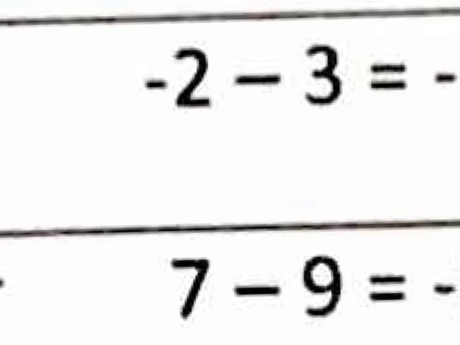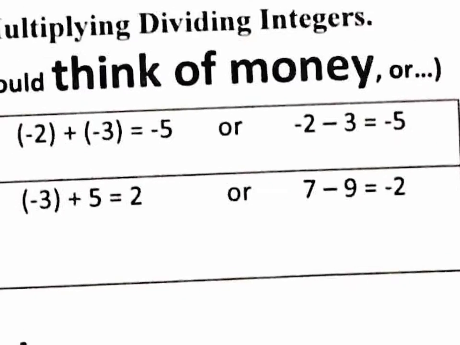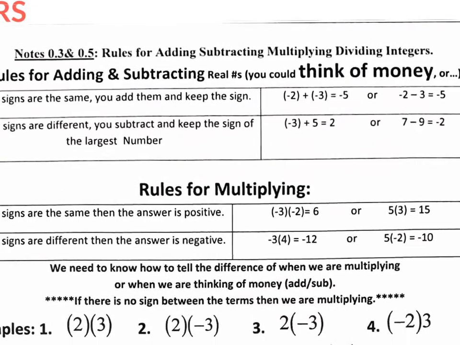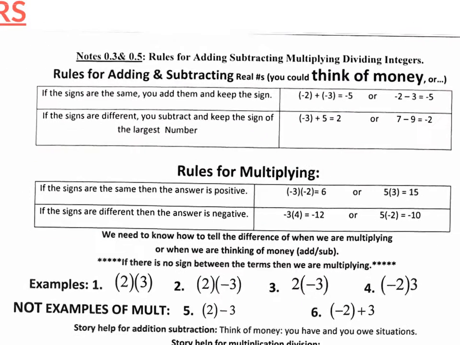Same thing here. Like I said, a negative means you owe, a minus sign means you owe. So if you owe 2 and you owe 3, you're going to owe a lot. You're going to owe a total of 5, right? So you don't have to think of money. You could also just memorize the rules. I don't really like memorizing the rules, but if you like rules, that's fine.